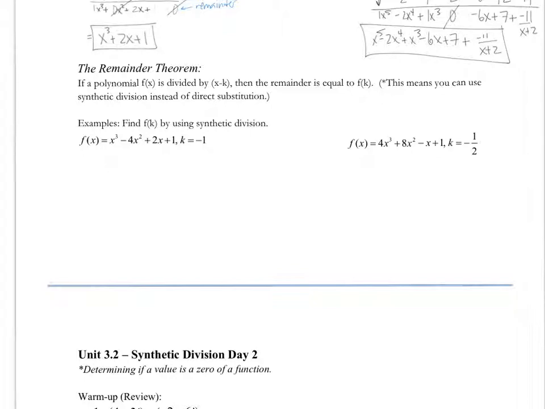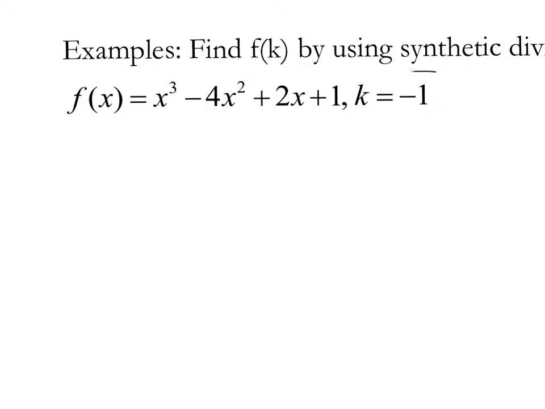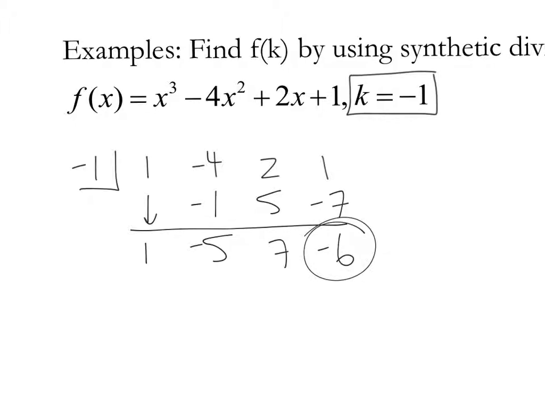So this is another useful part of synthetic division. Notice how there's nothing that I need to set equal to anything. They're already telling me what k is equal to. So that is the number that's going in my box. And I'm going to do synthetic division again. 1, -4, 2, and 1. And there's no zeros that I need to fill in because none of my terms are missing. But I'm just going to do synthetic division really quickly. -1, add 5, add -7, -6.